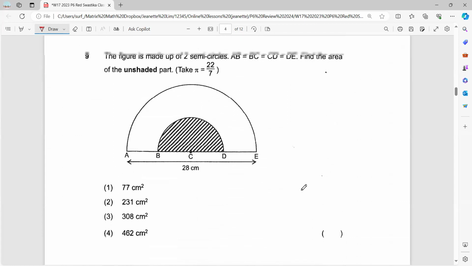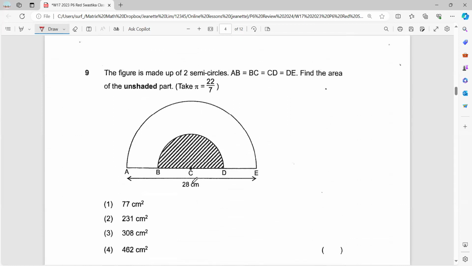Question 9, the figure is made up of 2 semicircles. AB, BC, CD, and DE are equal. Find the area of the unshaded part. Okay, so to find the area of the unshaded part, you have learned how to find the area of a semicircle, right? So to find the unshaded part, we will take the bigger semicircle minus the smaller semicircle.